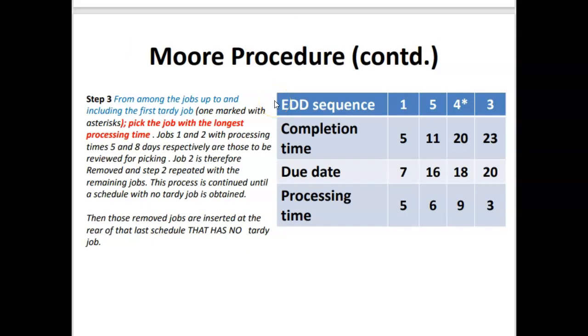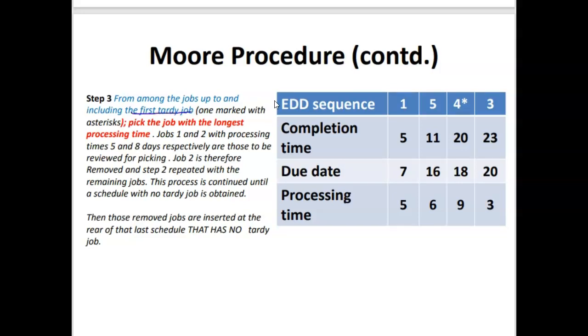Step 3 is telling us that from among the jobs up to and including the first tardy job, the one we have asterisked, which is job 2, we should pick the job with the longest processing time. If you go by the processing time, we want the longest processing time. Look at it, job 4 has the longest processing time. Jobs 1 and 2 have processing times 5 and 8 respectively.